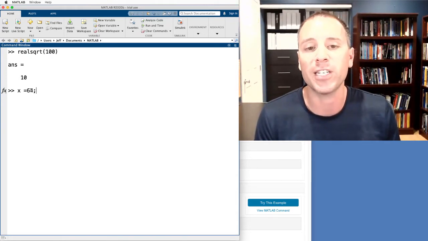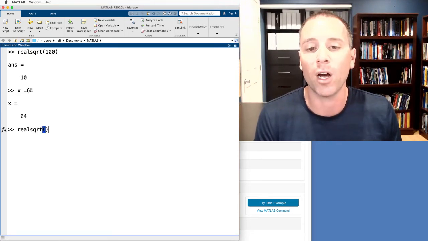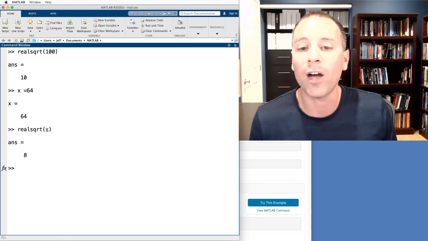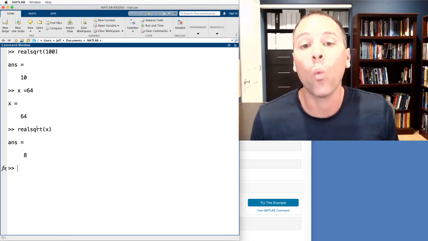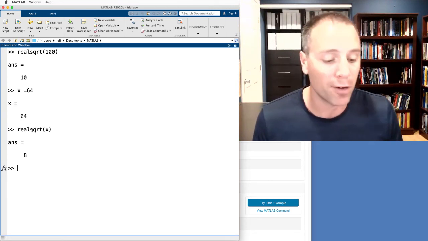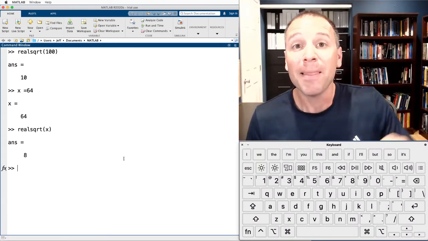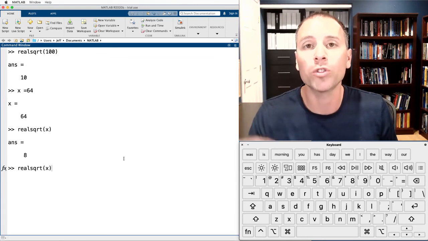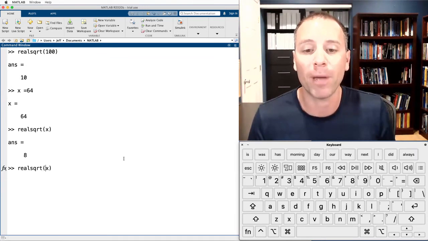Pretend for a second that I said x is 64, and then I take the real square root of x. Notice MATLAB is going to take the stored value of x and then calculate the real square root of that using that function. Here's another thing that's really interesting. Let's go back to the previous command that I just ran by pushing the up arrow. That scrolls through my command history from the most recent command backwards.